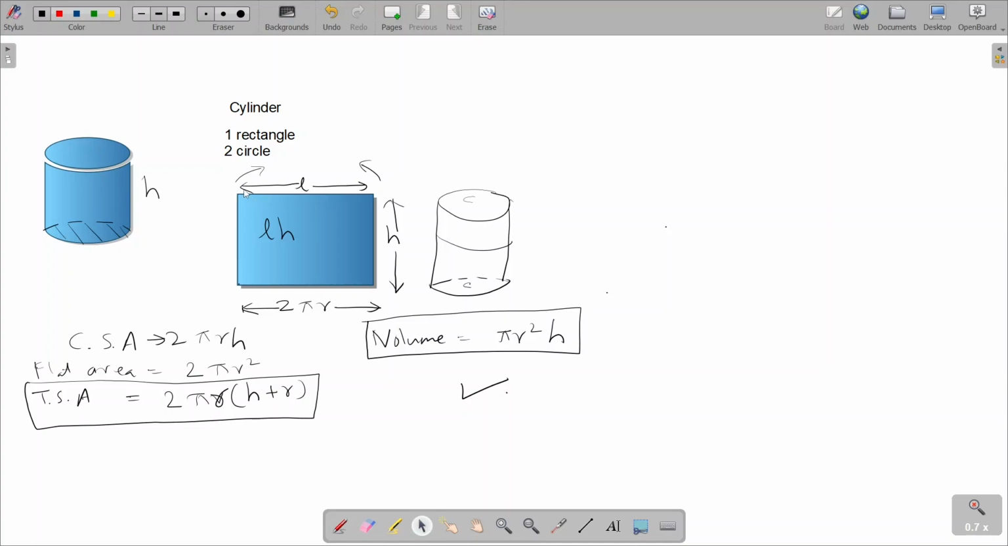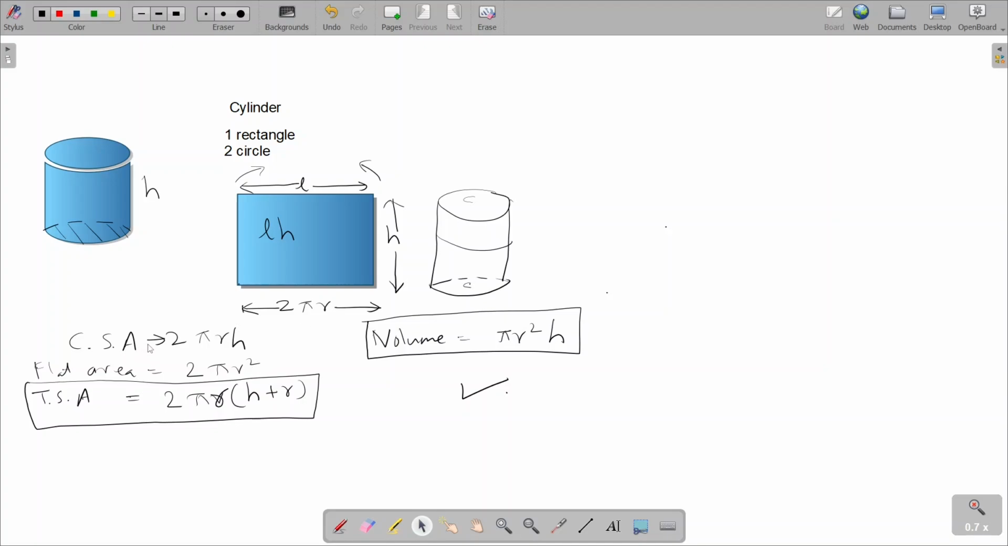A cylinder is actually made up of a rectangle and two circles. The length of the rectangle is L and the height is H. When you fold the rectangle, it will take the form of a circle. So this is the circumference. The circumference of a circle is 2 pi r and this is the height. So when you bend it, the area will be 2 pi r into h. So this area will be curved. The curved surface area of a cylinder will be 2 pi r h.